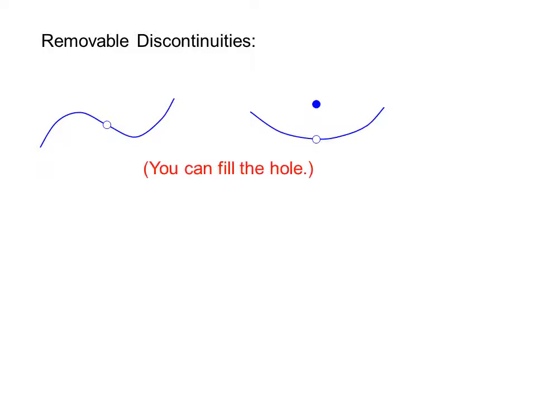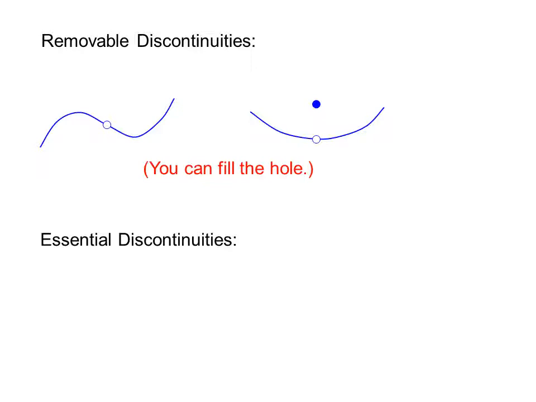Some discontinuities are classified as removable. In these discontinuities, you can fill the hole by redefining the function. In a removable discontinuity, you can cover the hole up with the tip of a pencil, and it looks like a continuous function.